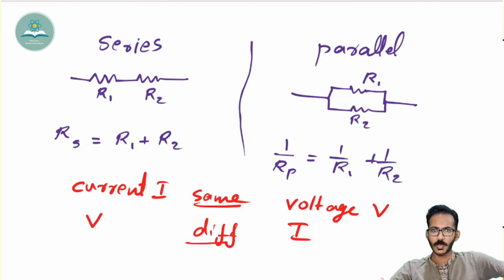In our houses, the connection that we have is parallel connection. That's why we are getting same voltage for all the equipments.